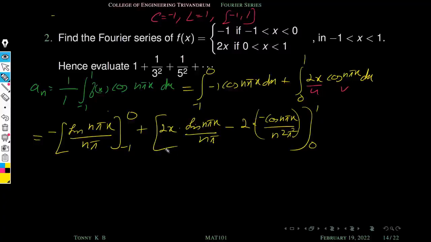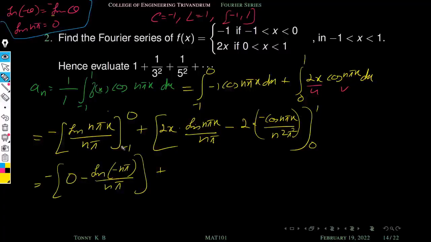Okay, so the second one becomes first function 2x into integral of cos n pi x, that is sin n pi x by n pi, minus derivative of 2x, that is 2, into integral of this one, that is our v2. Okay, that is minus cos n pi x by n pi whole square, that is n square pi square, and 0 to 1.